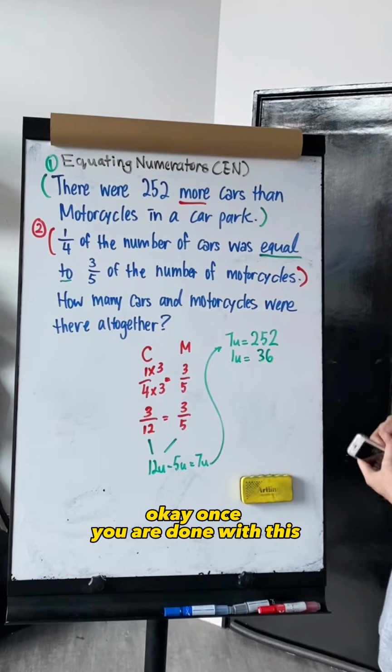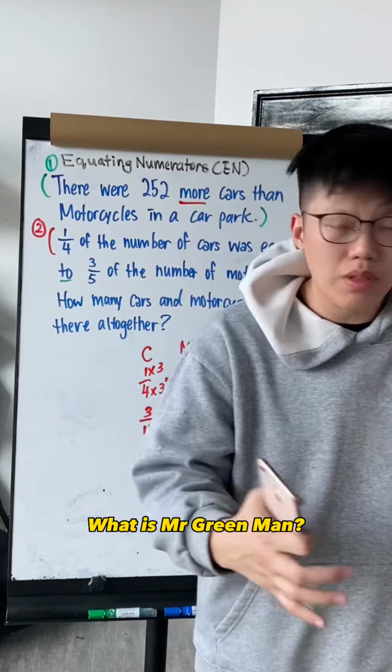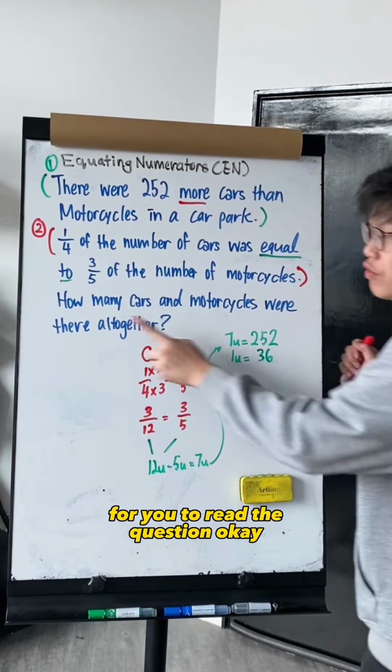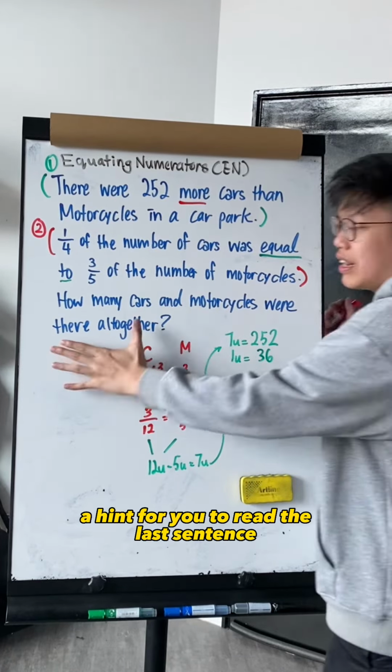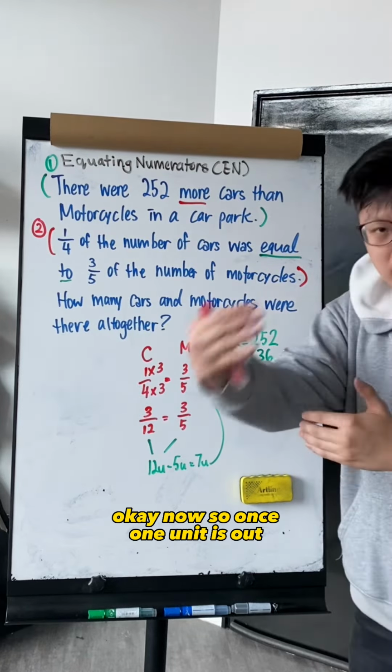Once you're done with this, I tell my students that this 1 unit is what we call Mr. Green Man. What is Mr. Green Man? Mr. Green Man is simply a hint for you to read the question, a hint for you to read the last sentence. When I say question, I'm referring to the last sentence. Now, once 1 unit is out, you can actually read the sentence.